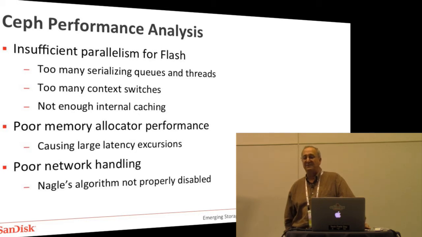Off-the-shelf memory allocator had a surprisingly large impact on things like the latency excursions that we were seeing. The built-in allocators in the libraries just had very poor performance. Simple handling of the network was just not very efficient. There was very high overhead for moving data between the nodes in the distributed system. And some minor things like Nagle's algorithm, for any of you network heads out there, wasn't being properly disabled.